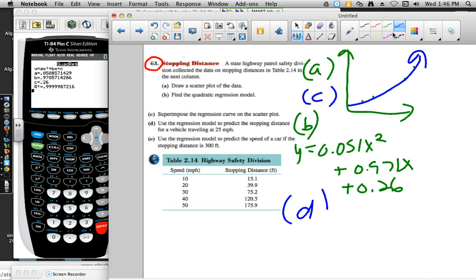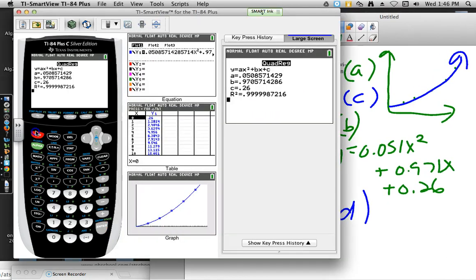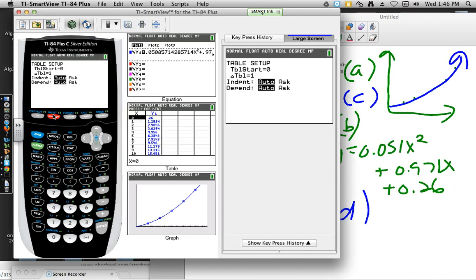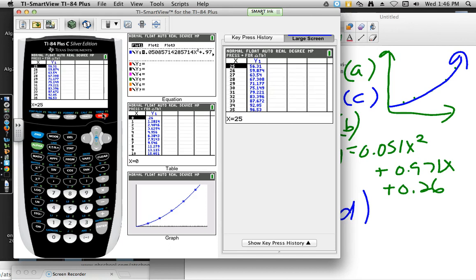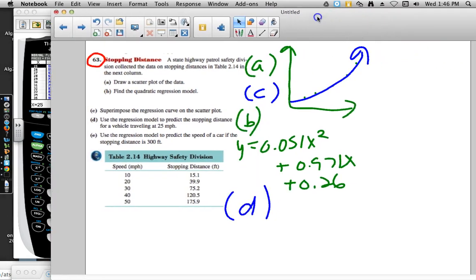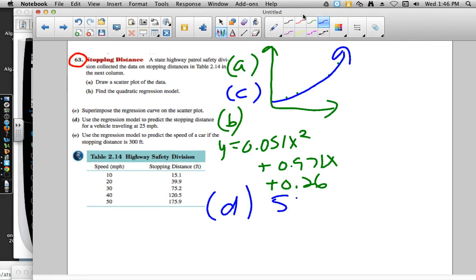And then D says use that regression model to predict the stopping distance for a vehicle traveling at 25 miles per hour. Well, we have that in as y sub 1. So we could just cheat and go into second table set and have it start with 25 and hit second table. And there's our answer right there, about 56.31. Now if we wanted more decimals, we could certainly just go back and put in that 25 miles per hour for our x values. So we could put a 25 here and a 25 here, depending on how accurate we would want to be.